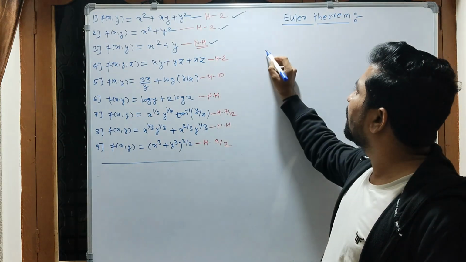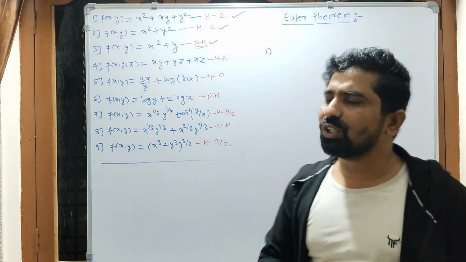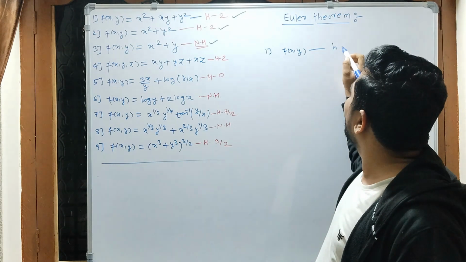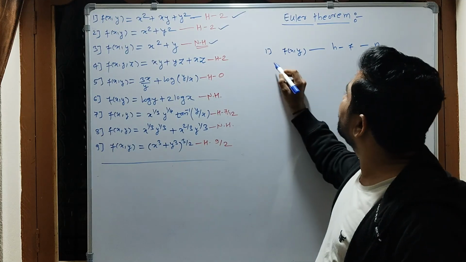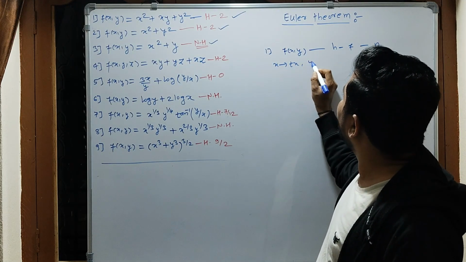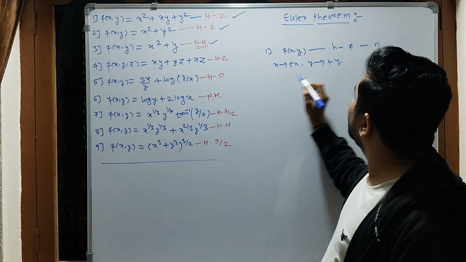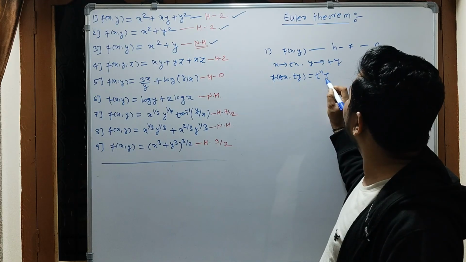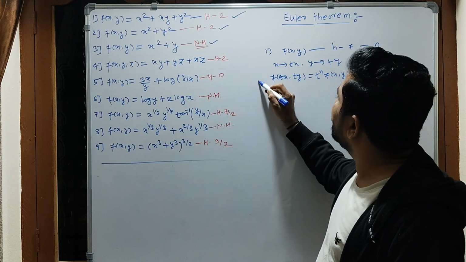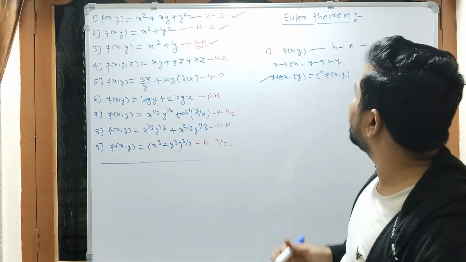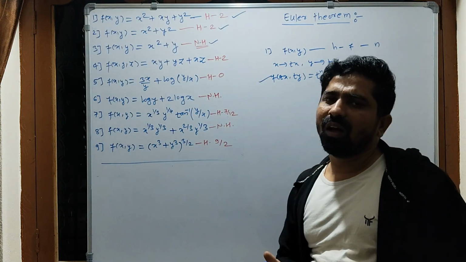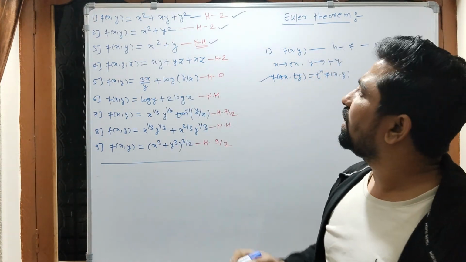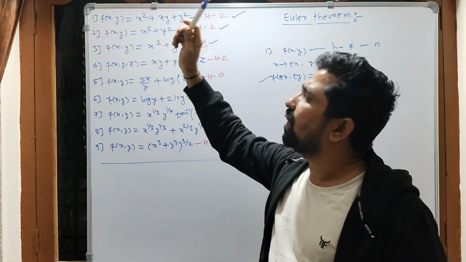So if they ask, the definition of the homogeneous function: if function f of x, y is a homogeneous function of degree n, then just replace x by tx and y by ty, then check f of tx, ty equals t to the power n times f of x, y. If this condition is satisfied by your given function, then we can say your function is a homogeneous function of degree n. Or in general terms, to check whether the given function is homogeneous or not, check whether the degree of each term is the same.